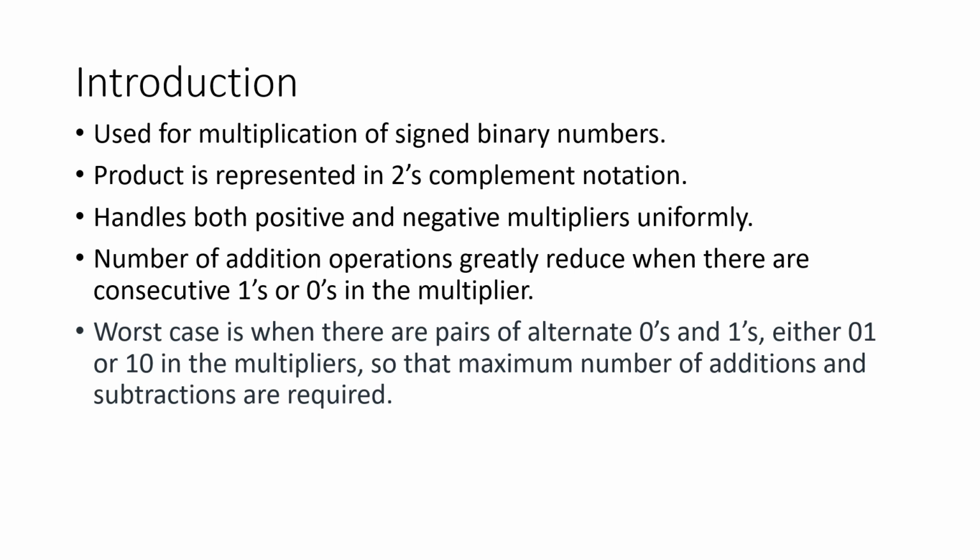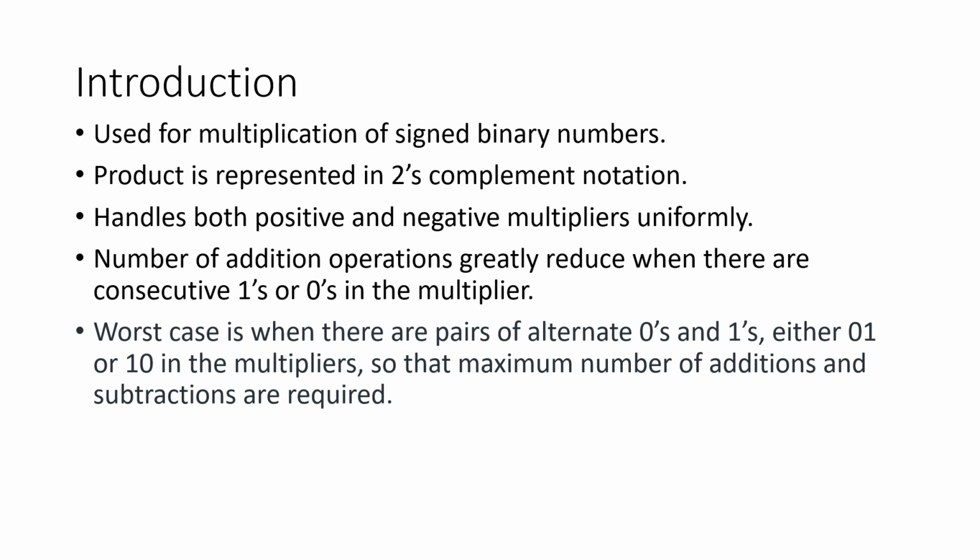The multiplicand can be negative and the multiplier can be positive, or vice versa, or both multiplicand and multiplier can be positive, or both can be negative. For all these four combinations, the hardware as well as the number of steps required to obtain the product is more or less the same.